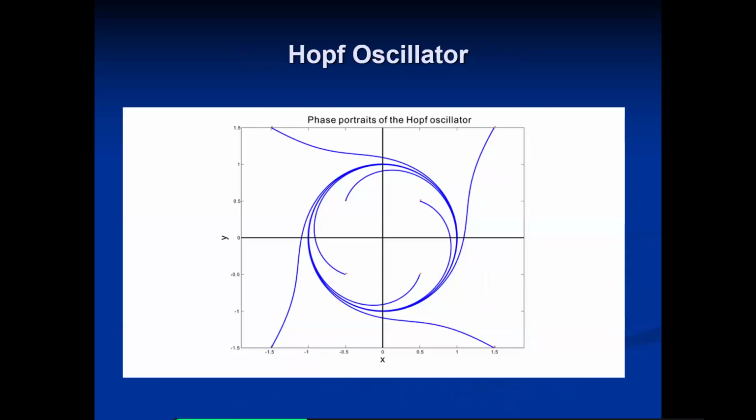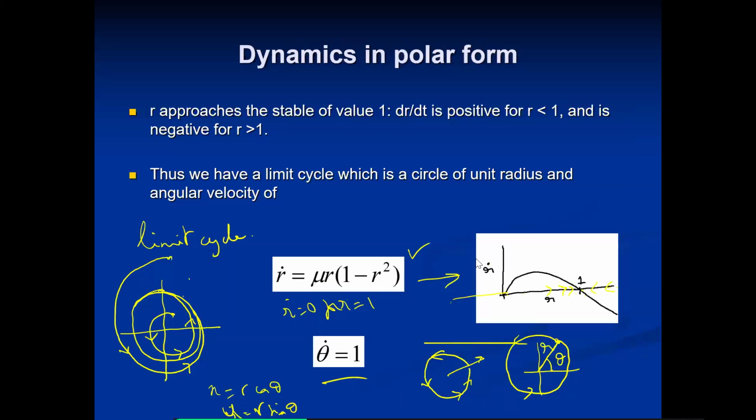So this is the kind of behavior we want in neural oscillators. And the Hopf oscillator is the simplest example of this kind. There are more, they're slightly harder to analyze, but Hopf is a great example of how you can construct a limit cycle.